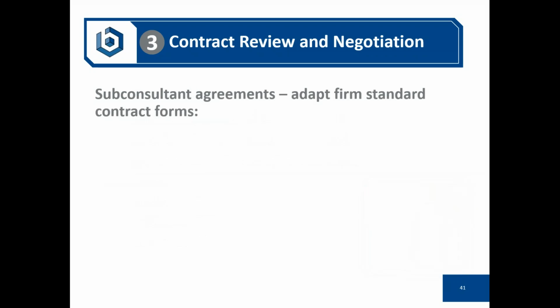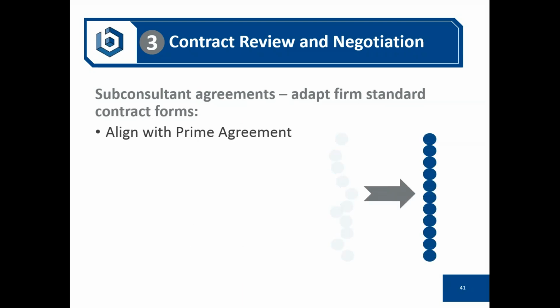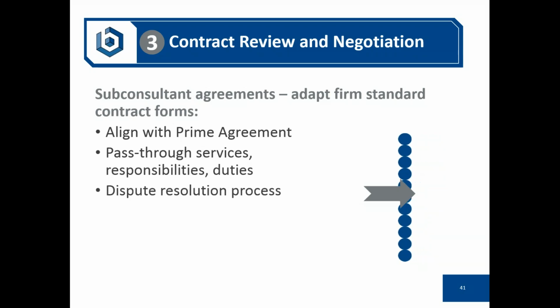It's also important that you be very diligent in your sub-consultant agreements. You want to have your engineering consultants aligned with your requirements per your prime agreement. You are typically going to pass through the services, responsibilities, and duties of an engineering consultant of yourself as an architect for that discipline of engineering that you're contracting for. So it's very important that the terms and conditions be aligned. Also very important is that the dispute resolution process be the same.